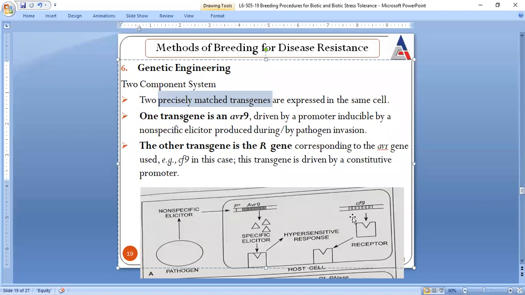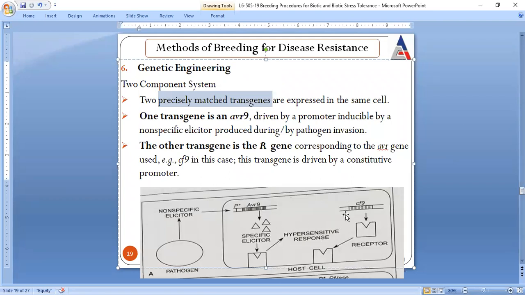So the two transgenes which are to be selected must be ones which are in correspondence, precisely matched with each other. That means when one gets activated, it will lead to the activation of the other gene, right? This is the only reason it is said to be a two component system. Otherwise, the whole mechanism is going to fail, right?